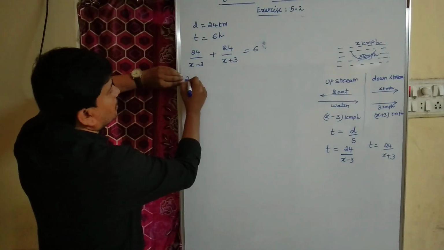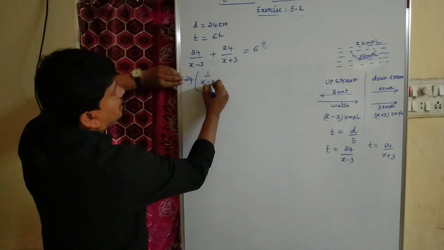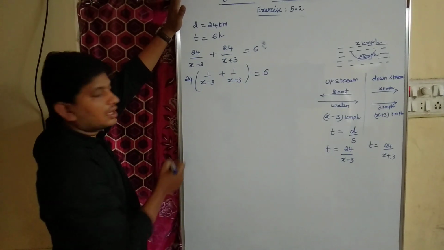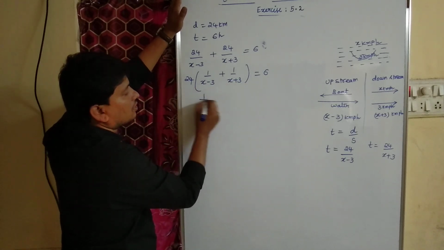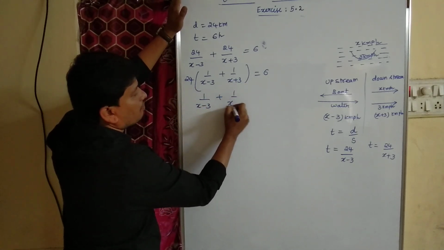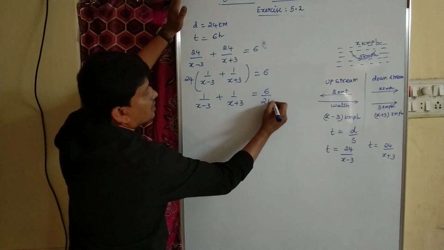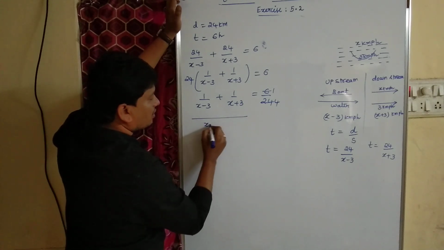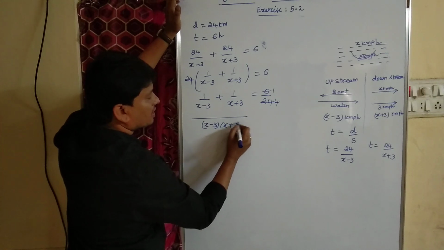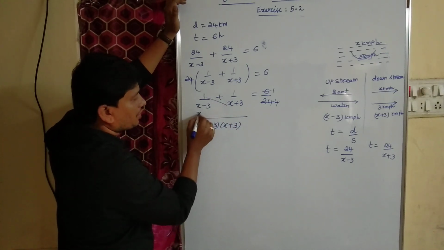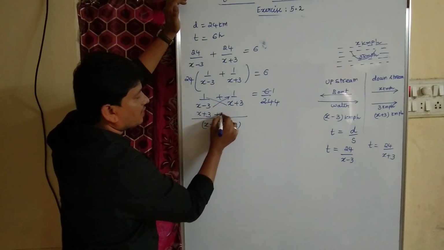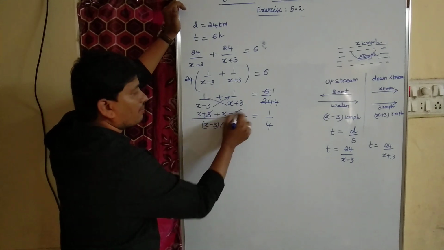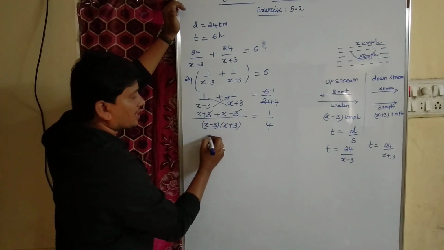Now I can take 24 as common. I mean 1 by x minus 3 plus 1 by x plus 3 equals 6 by 24. As 24 is multiplying, transpose: 1 by x minus 3 plus 1 by x plus 3 equals 6 by 24. 6 ones are 6, 6 fours are 24. What is the LCM, children? LCM is x minus 3 into x plus 3. x plus 3 into 1, plus 1 into x minus 3, equals 1 by 4. Plus 3 minus 3 cancel. x plus x, 2x.